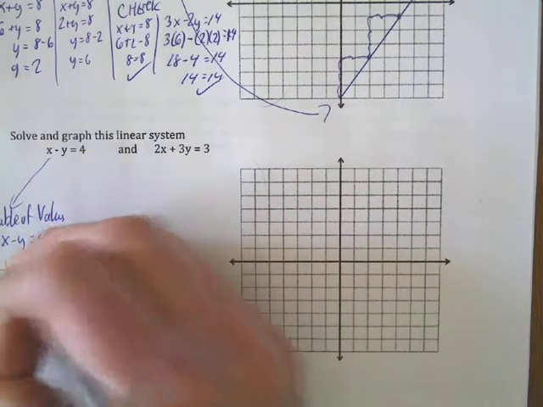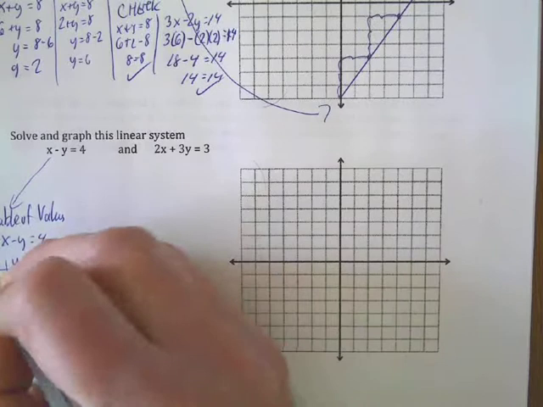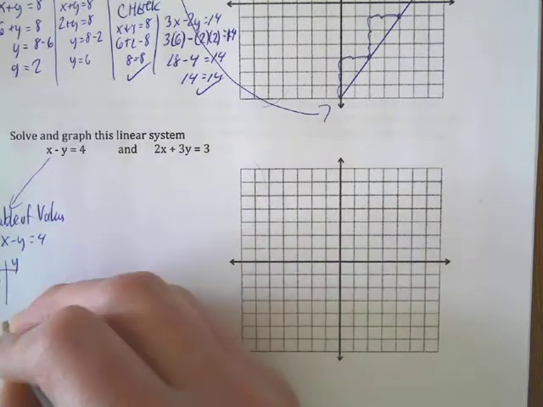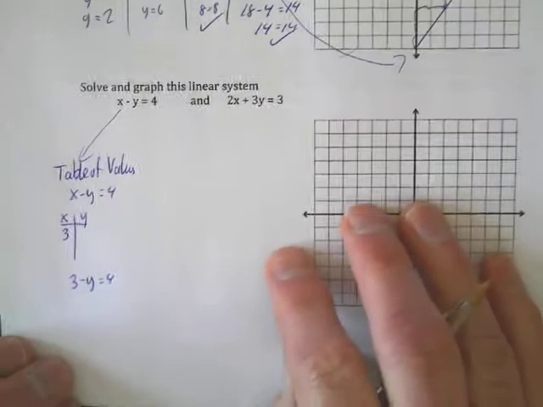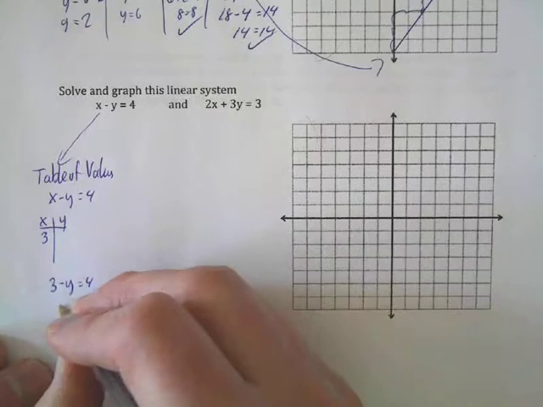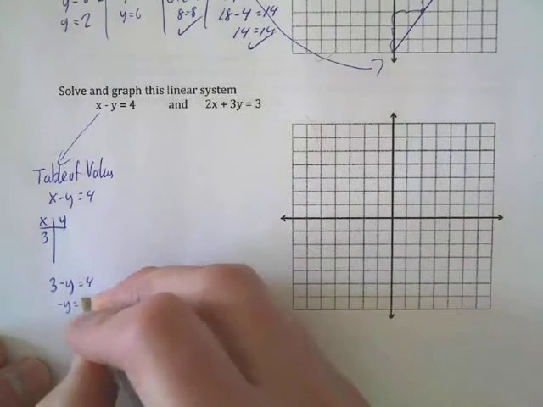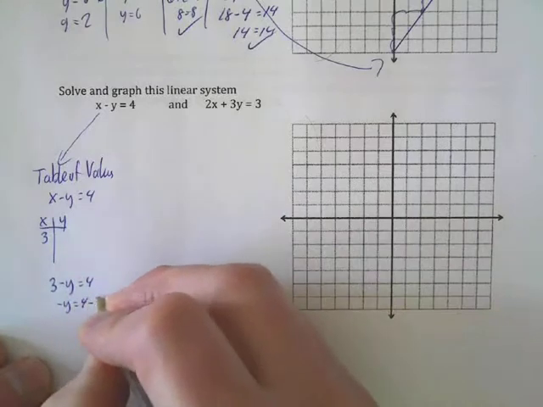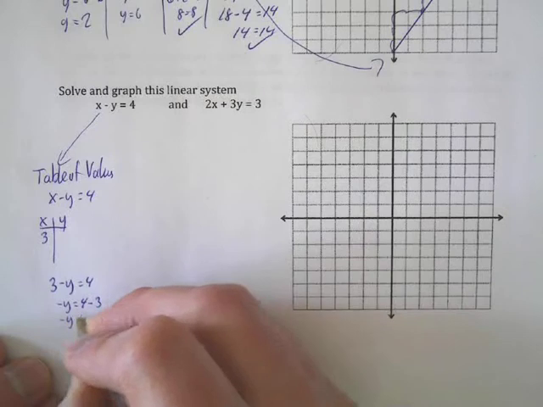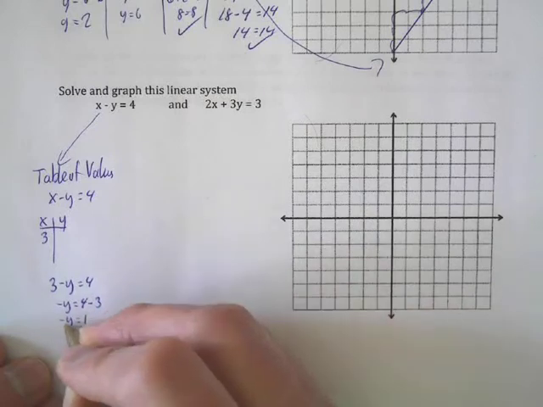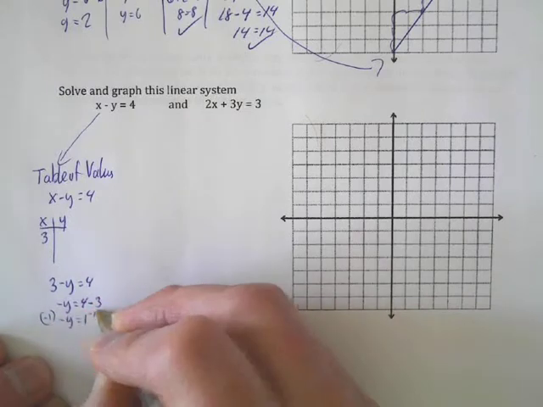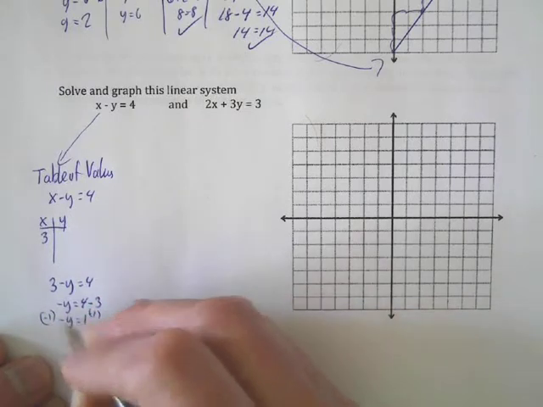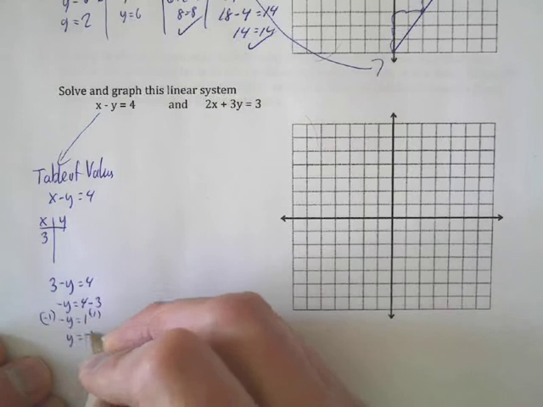When x is 3, what's y going to be? So 3 minus y is equal to 4. Negative y is equal to 1. But I have a negative y. I can't have a negative y, so I'll multiply both sides by negative 1. So I get a positive y. So y is equal to negative 1.